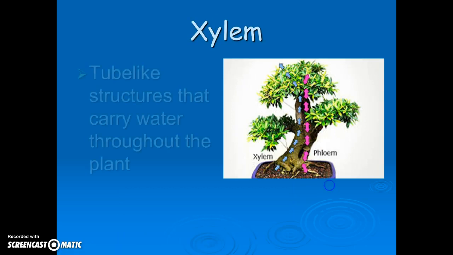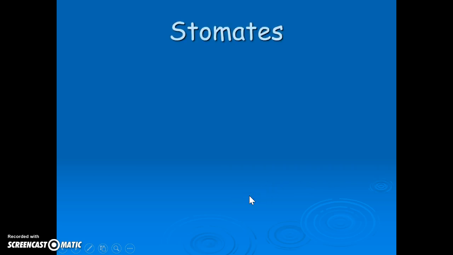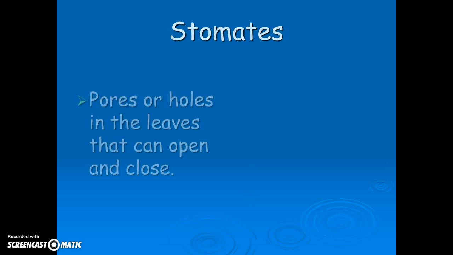And just to review, xylem is a tube-like structure that carries water throughout the plant. So they're both tube-like structures. One carries water, one carries food. Stomates are like little pores or holes in the leaves that can open and close, depending on if it's a sunny day, depending on if the plant is healthy and has lots of water. It all depends on those variables.